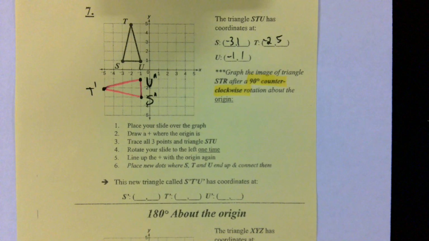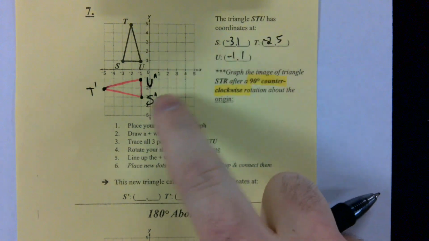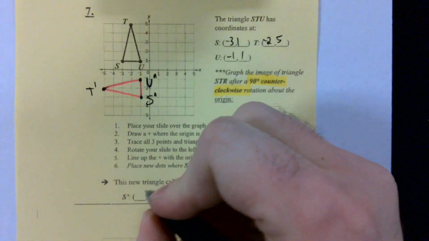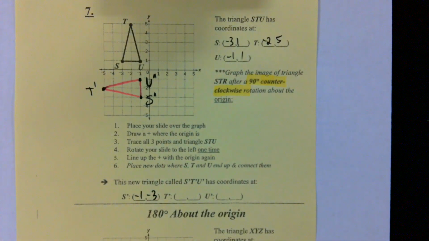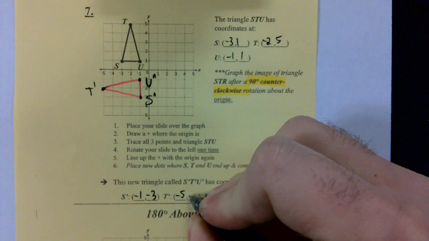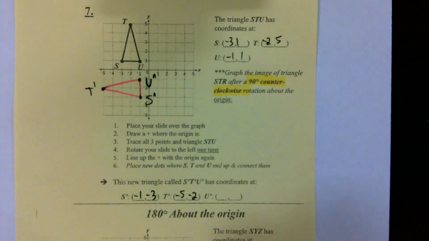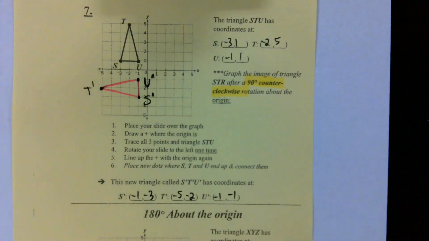So let's take a look at our new points. S was at -3, 1. S prime is at -1, comma, -3. Interesting. T prime is at -5, -2. And U prime is at -1, -1.